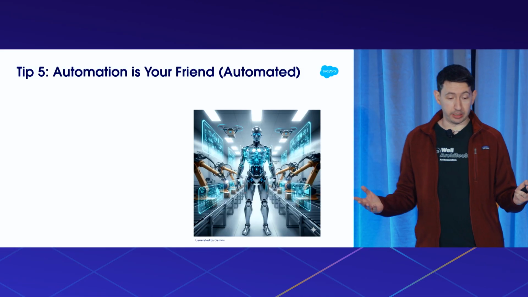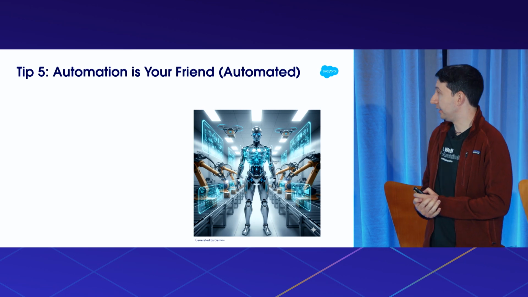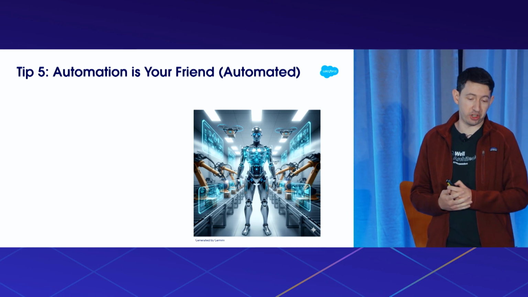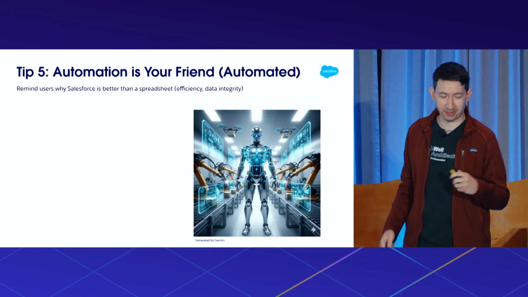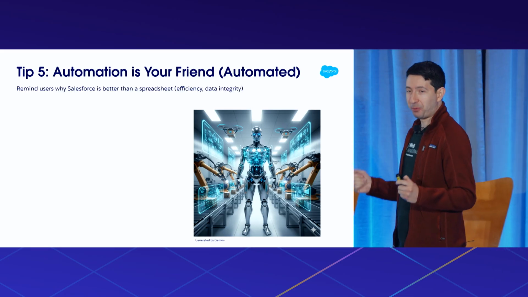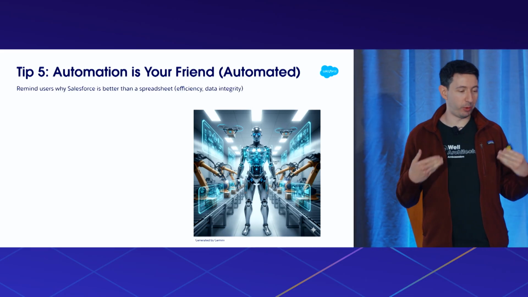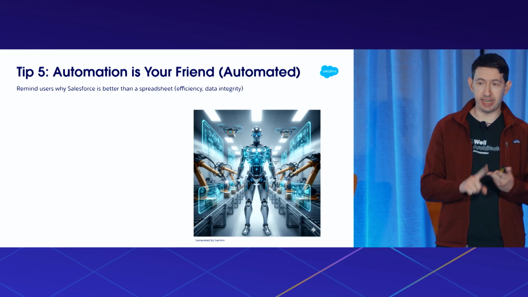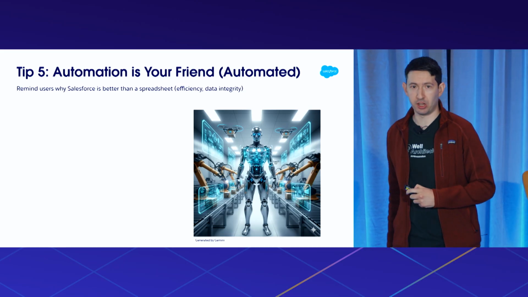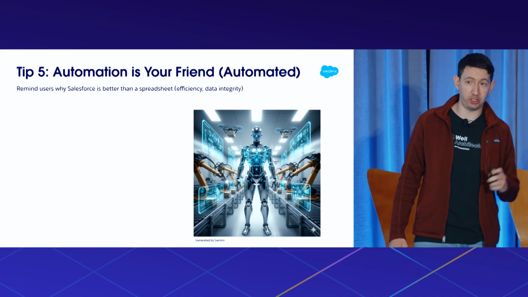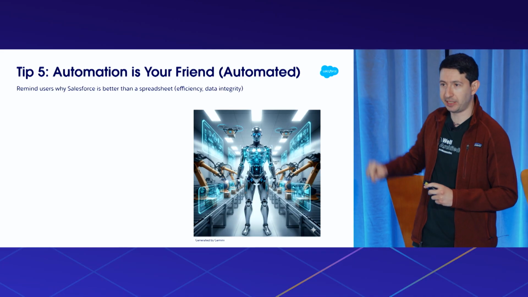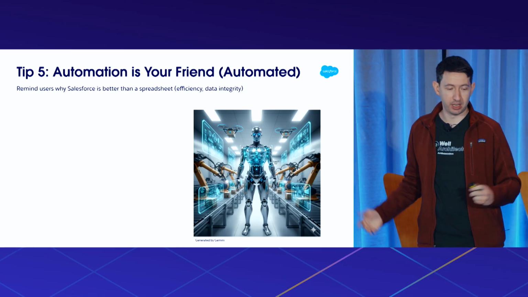All right. Tip number 5 on architecting an easy solution. Salesforce calls it being automated. For me, it's automation is your friend. Robots can be friendly, too. Very important at Google, as you might imagine, reminding users why Salesforce is better than a spreadsheet. There's efficiency. There's data integrity issues. I had somebody telling me that to figure out what data changed in their spreadsheet, people were going into the version history and trying to compare to see when something changed.